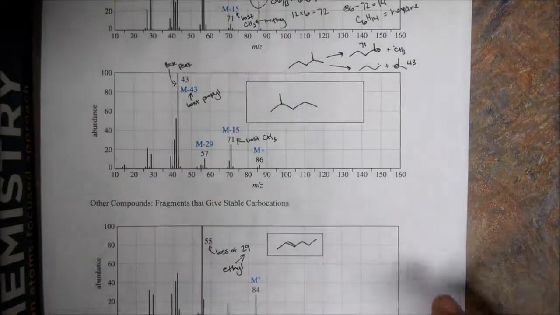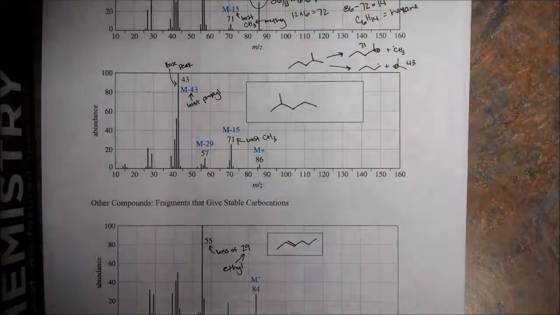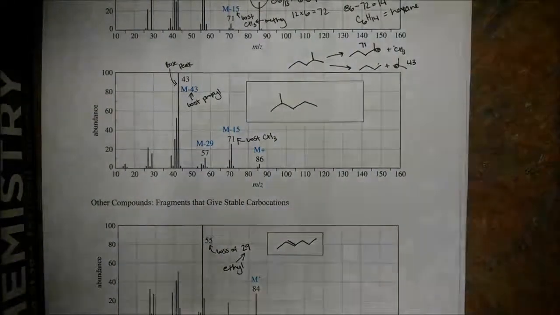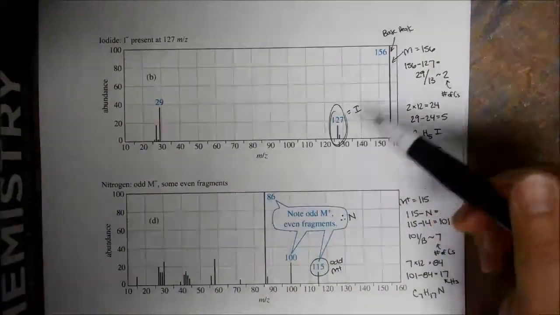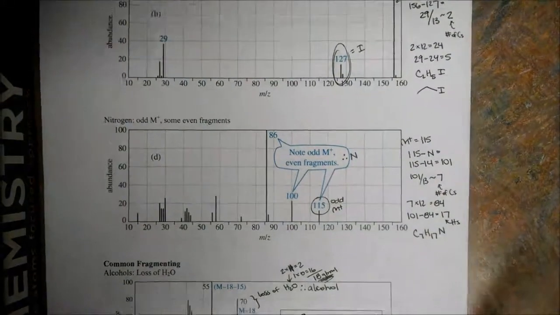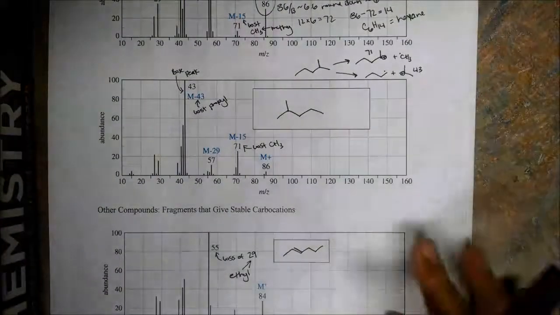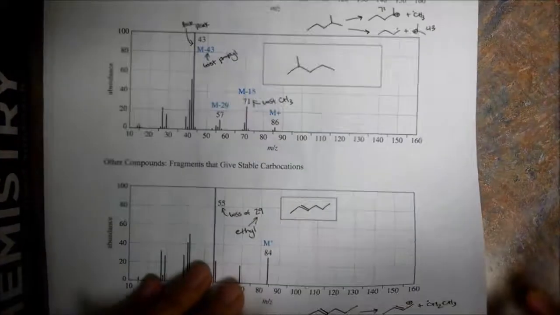Okay, so again, the main things to take from this are those unique mass patterns. Remember, bromide has a 1-to-1, chloride has a 3-to-1, M plus 2. Iodine has the 127. Nitrogen has an odd molecular ion with even fragments. And with an alcohol, we lose water. And with the alkanes, we lose one carbon at a time. Okay, so that's mass spec.